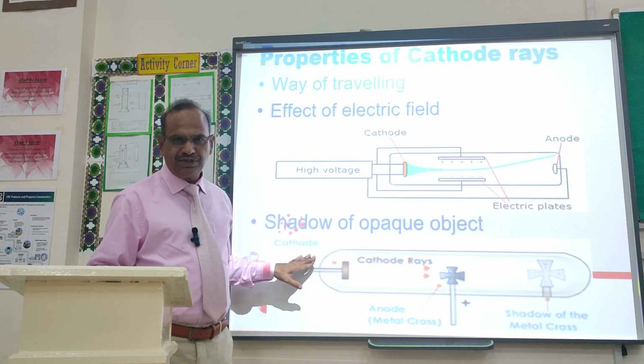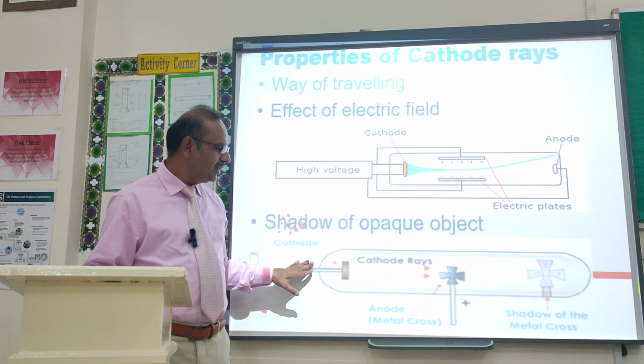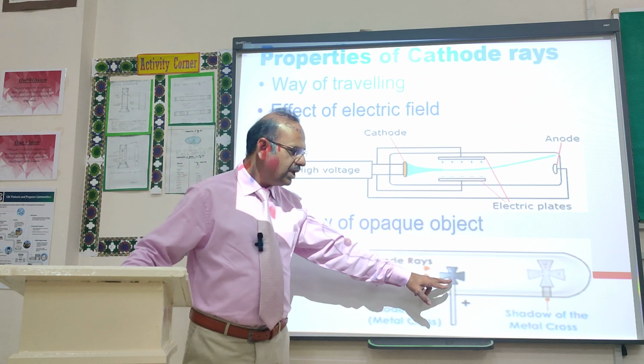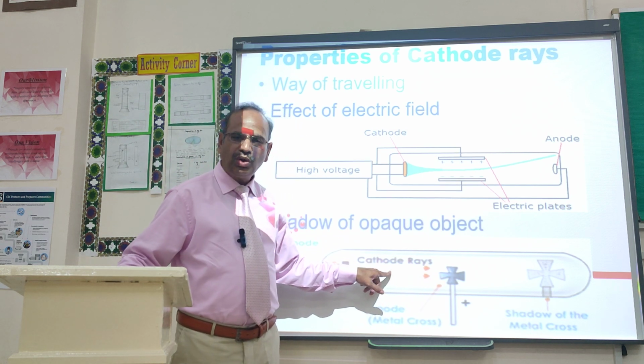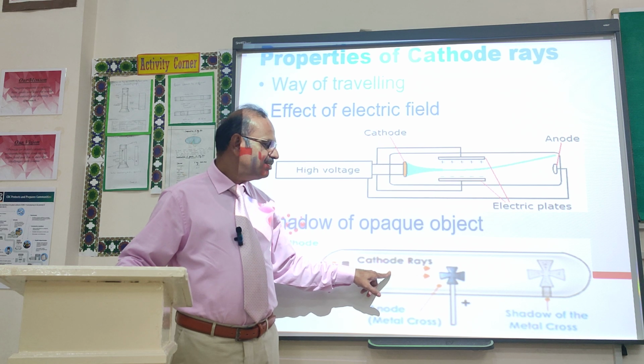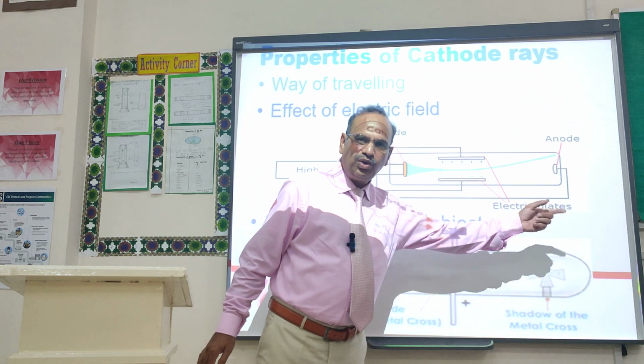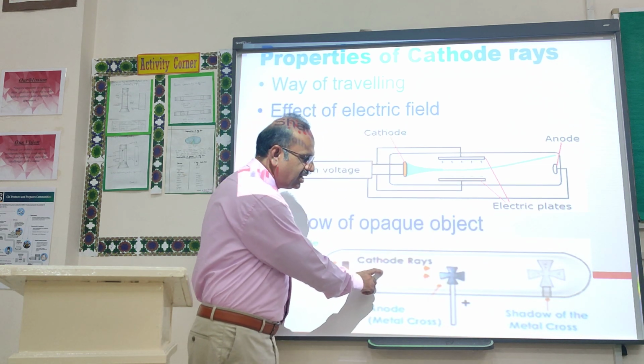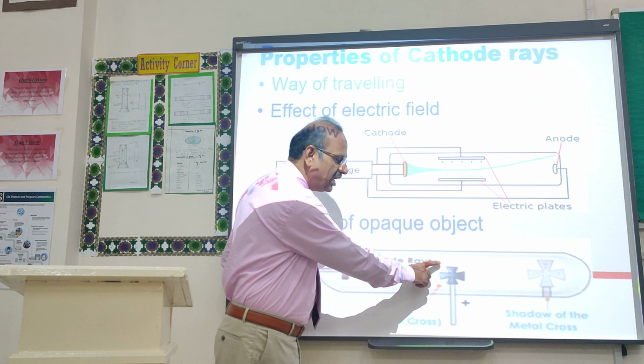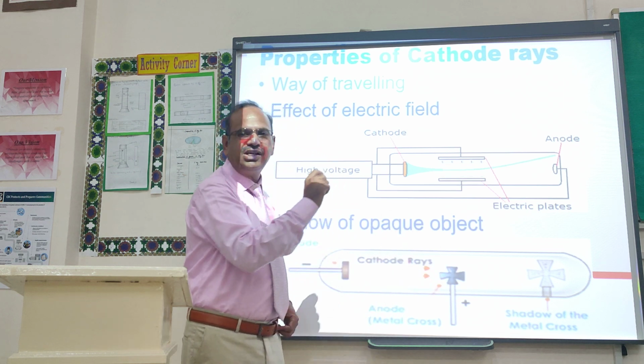Another scientist performed an experiment. He placed an opaque object in the path of the cathode rays, and he observed that they cast a shadow in front of it. It means that these rays travel in a straight line, and these rays cannot penetrate through the opaque object.